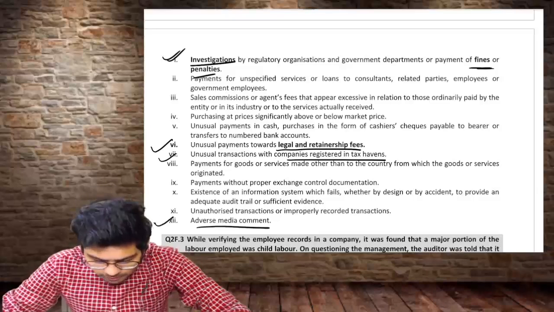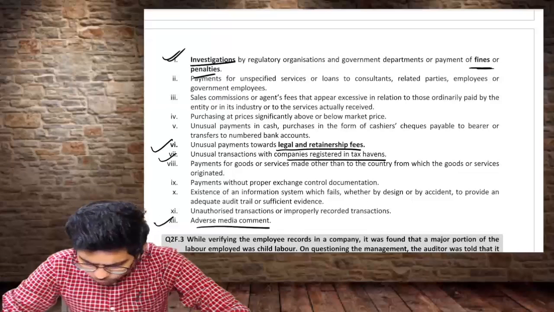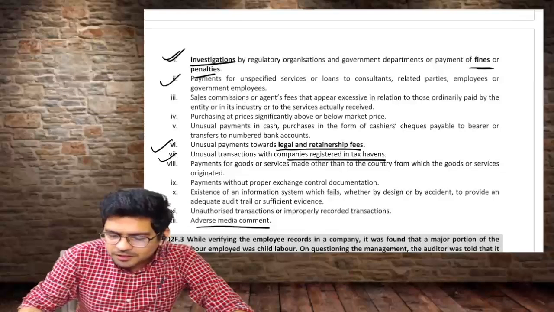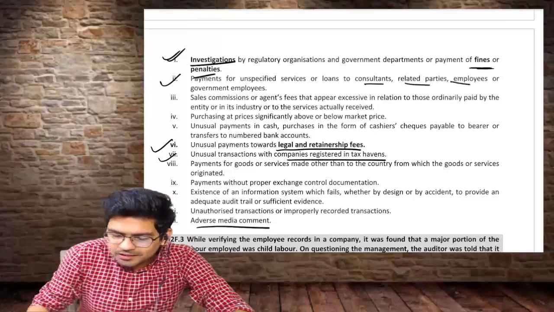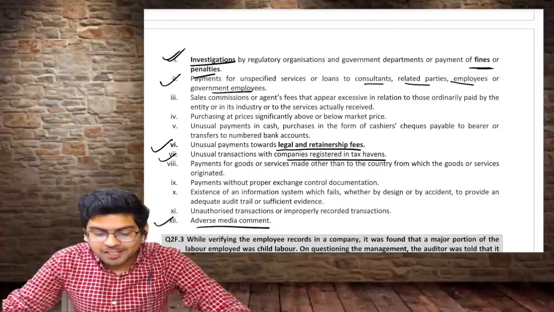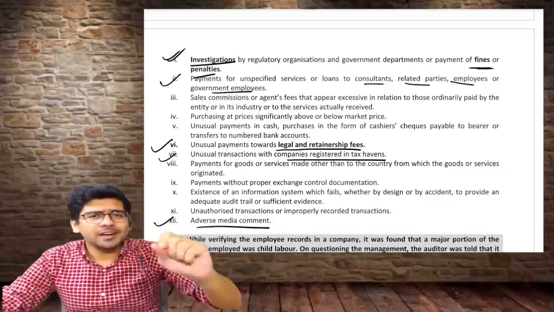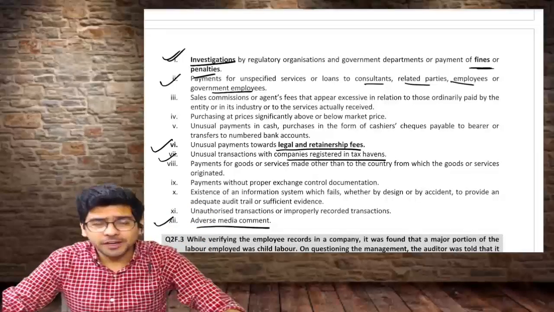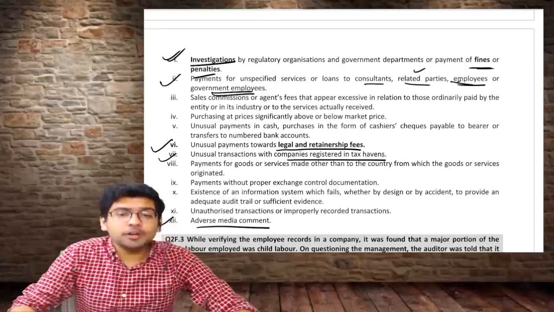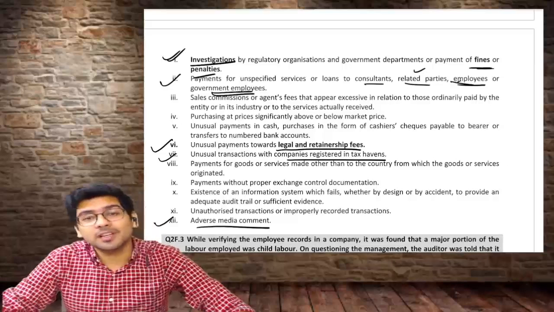All right, now let's go through a few more points. Payments for unspecified services or loans to consultants, related parties, employees, or government employees. You have paid money for unspecified services, like you have made the entries of payment, but the services are not specified, and the payments are made to related parties, maybe your employees, maybe government employees, in the form of, let's say, bribe, corruption, etc.